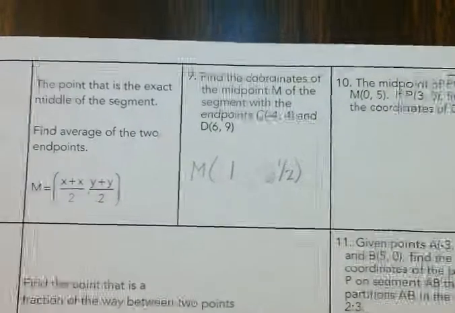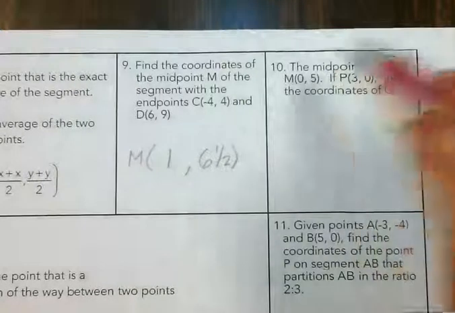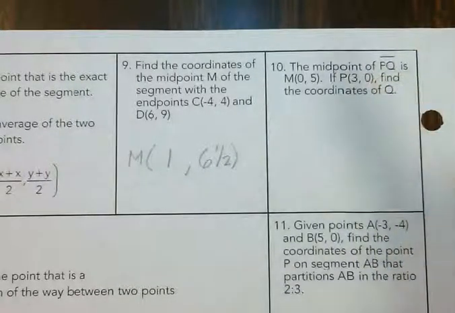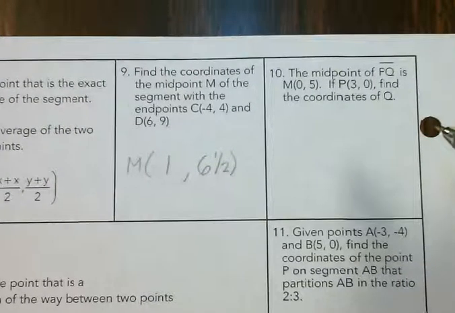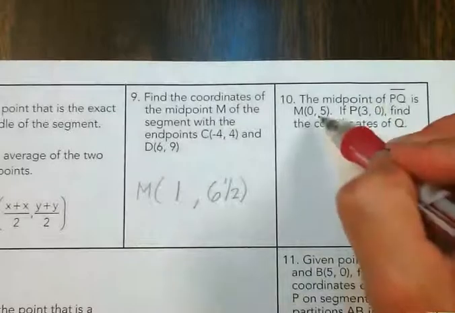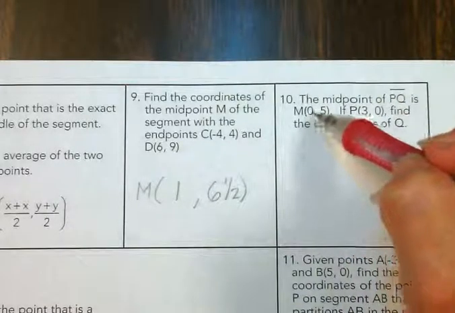All right, number 10, we're going to go backwards. So this time we're given the midpoint and one of the endpoints, we're trying to find the other. So since we're going backwards, we need to do our steps backwards, and when we do steps backwards in math, we also do the opposite. So the first thing that we're going to do is, instead of dividing by 2, I'm going to multiply by 2.